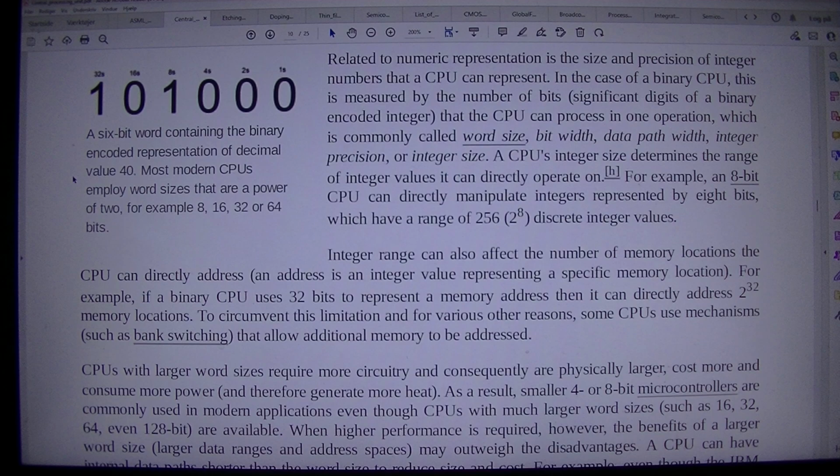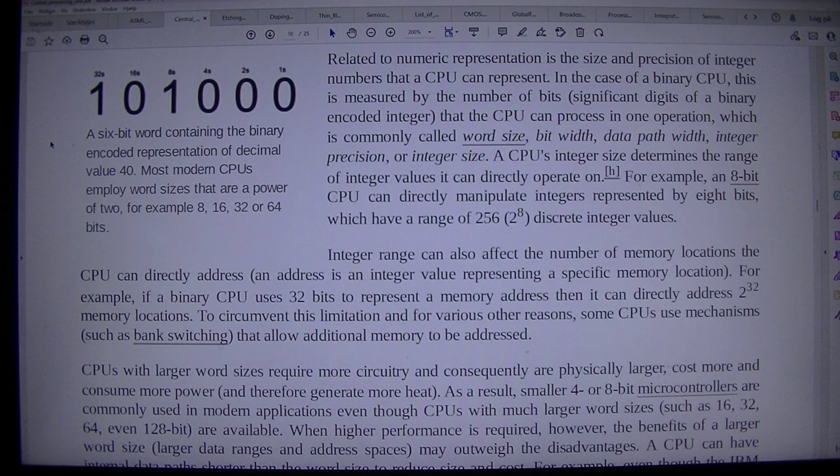Most modern CPUs employ word sizes that are a power of 2, for example 8, 16, 32 or 64 bits. Related to numeric representation is the size and precision of integer numbers that a CPU can represent. In the case of a binary CPU, size is measured by the number of bits, significant digits of a binary encoded integer, that the CPU can process in one operation, which is commonly called word size, bit width, data path width, integer precision, or integer size. A CPU's integer size determines the range of integer values it can directly operate on.